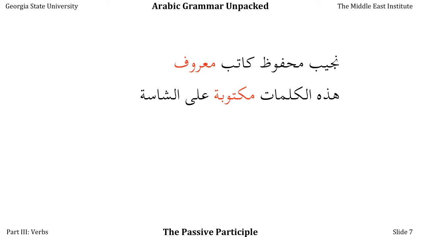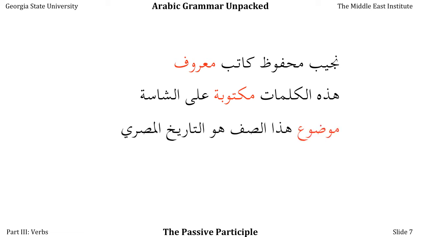These words are written on the screen, where we've taken maktub from the verb kataba, changed it into its ism maf'ul form, and because it's an adjective here, it has to agree with its noun. So kalimat maktuba, we have to add ta marbuta.